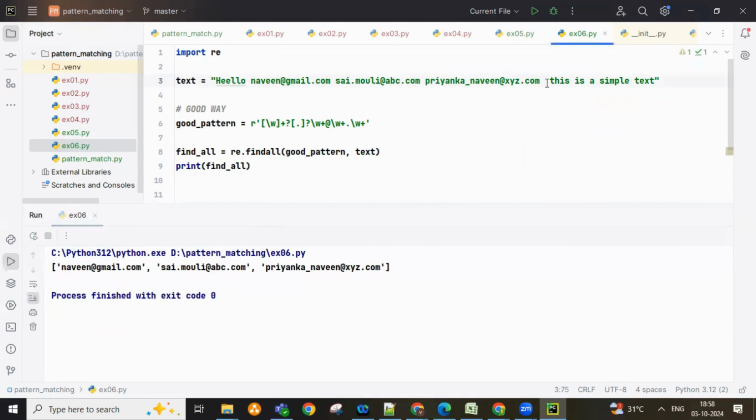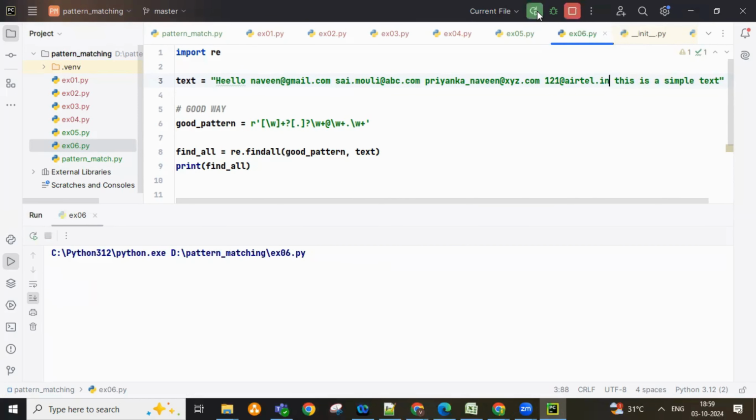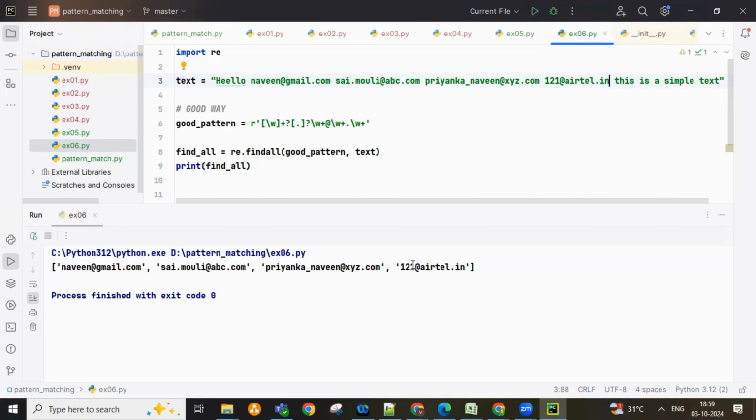Okay. For example, let's say this guy will take care, right? This guy, slash W, still takes care of this, isn't it? Let's say one to one. I tell one to one, airtel.com, for example, or .com or .in. This is the Airtel customer care number, right? Email address. Still, you got this guy out.